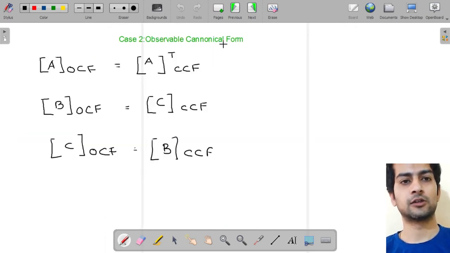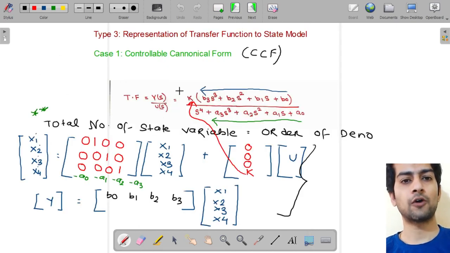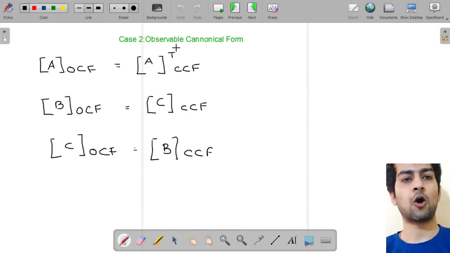So next, this was our controllable canonical form. Now if you are asked to find the observable canonical form of the same transfer function, this is the transfer function given, and now we are asked to find the observable canonical form, then we have a short trick here. If we have the controllable canonical form, then by taking its transpose, we can find the observable canonical form.